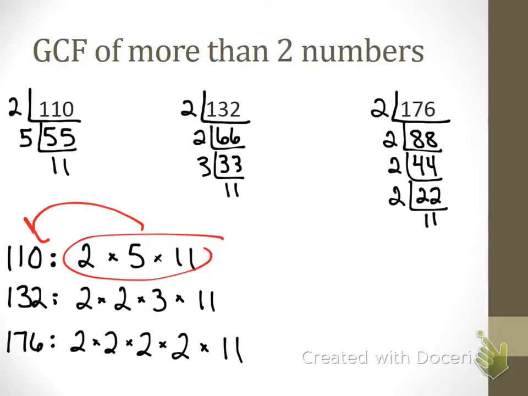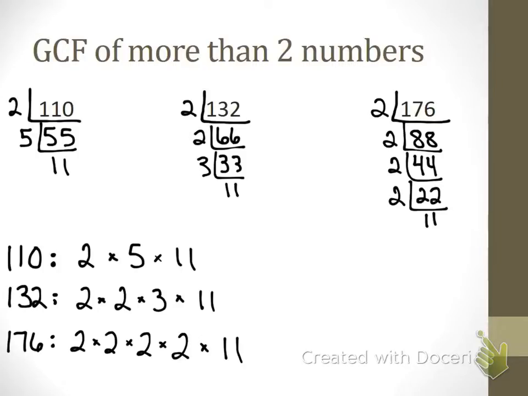What is 2 times 5? 10. What's 10 times 11? 110. So do you see that? All I'm doing is writing that number with only prime factors. Do you see that? Now, I need to circle my common factors.